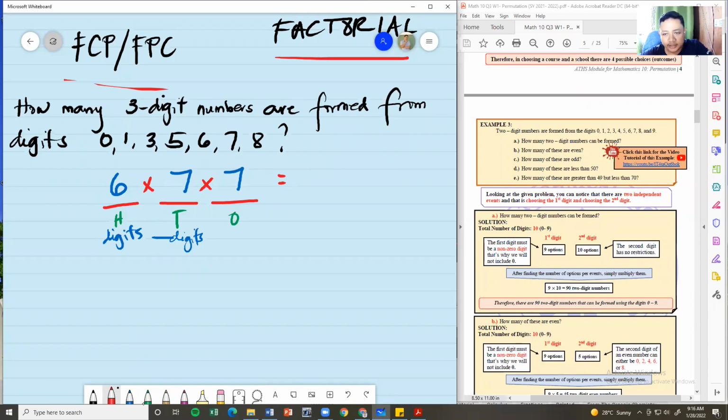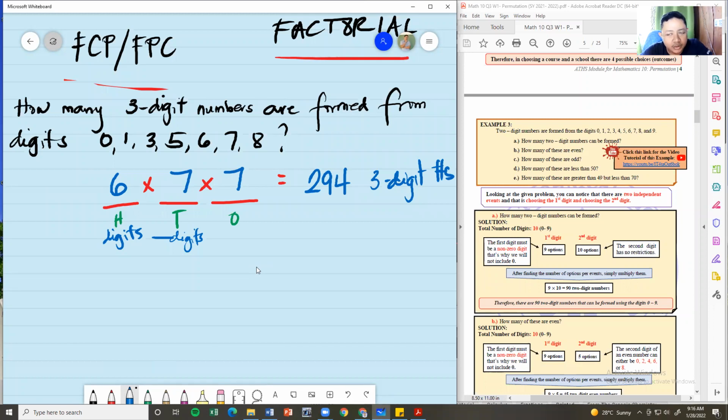Okay, ready your calculators, please. Press your calculators. What's the answer? 294. So therefore, we can have 294 3-digit numbers. Okay, got it? Show me a reaction if that is clear. Okay, very good. Next, another.